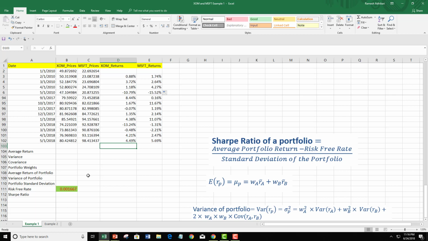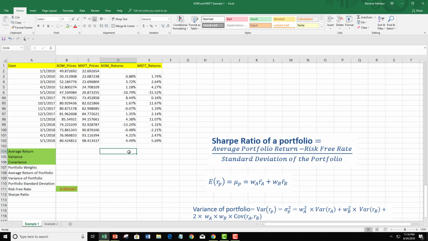So we are being asked to compute portfolio mean and the portfolio standard deviation as well as Sharpe ratio. But before we get there, we need to compute individual stocks' average return, variance, as well as the covariance, because we need these three in order to compute portfolio mean and the portfolio standard deviation. So let's compute average return first.